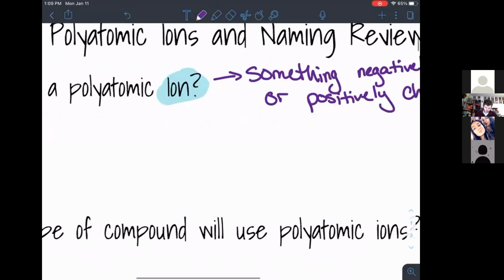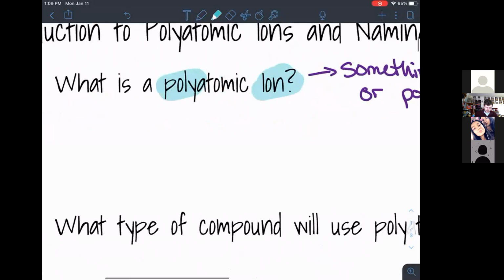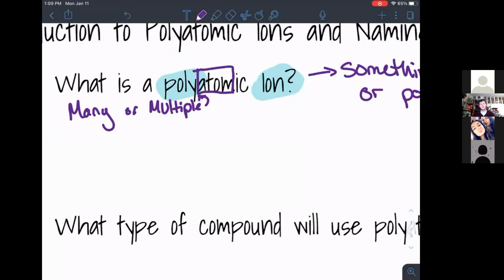Do you guys know what this prefix poly means? You might have heard of a polygon, with many sides. So there's many or multiple of them, and that's what the poly means. And then we have this word atom. Hopefully you remember atom from last semester because that is pretty much all we talked about for the majority of our class. So hopefully that does ring a bell.